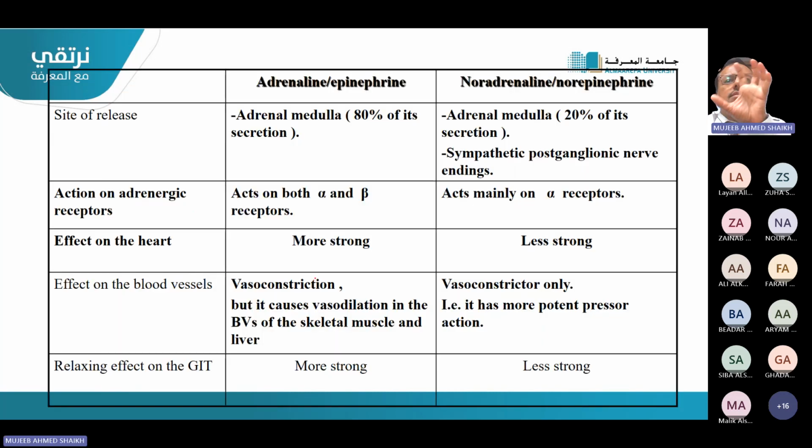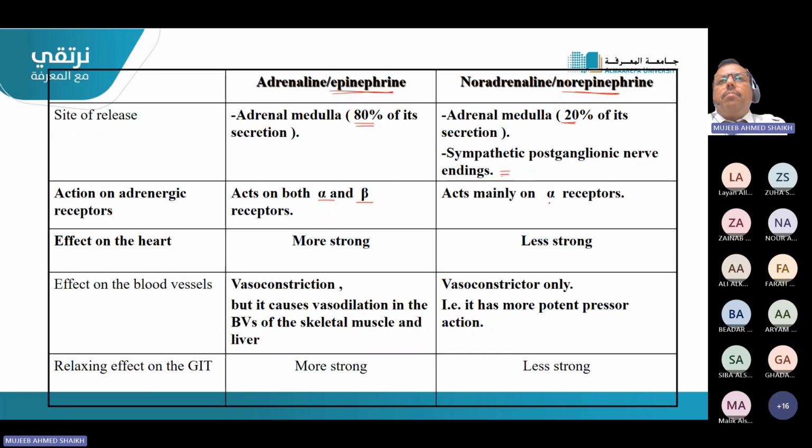Okay, let us say something important. The site of release of adrenaline or epinephrine is the adrenal medulla, 80% is coming from there. This is for epinephrine. For norepinephrine, the adrenal medulla will secrete only 20%, whereas nerves will secrete the maximum amount. Action is through alpha and beta receptors.